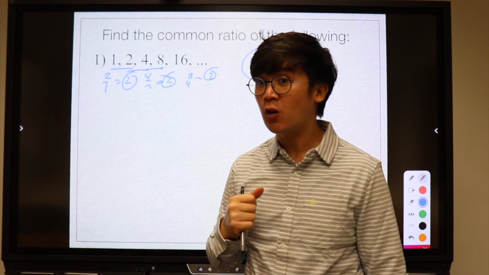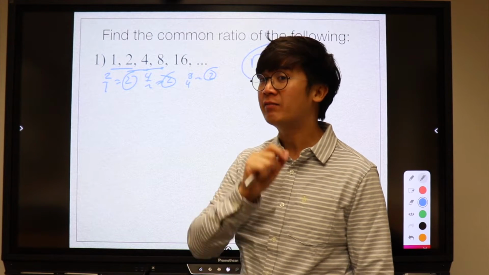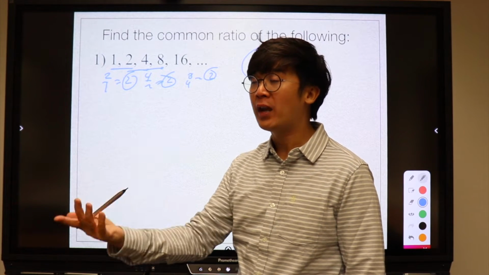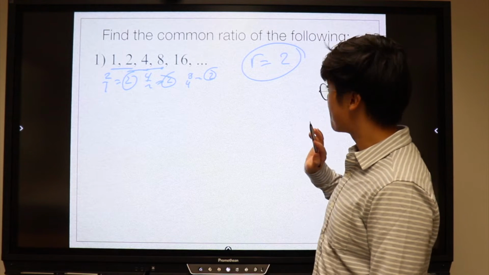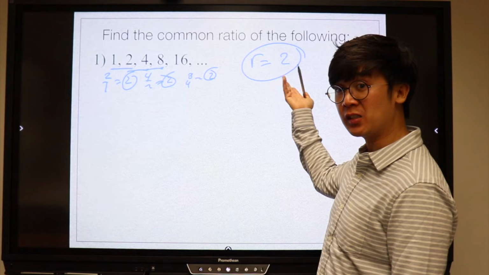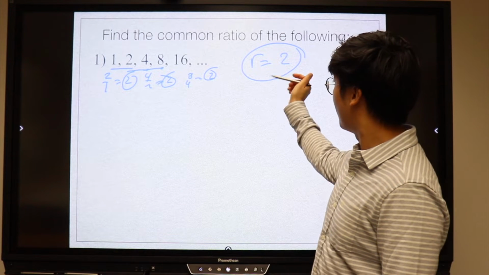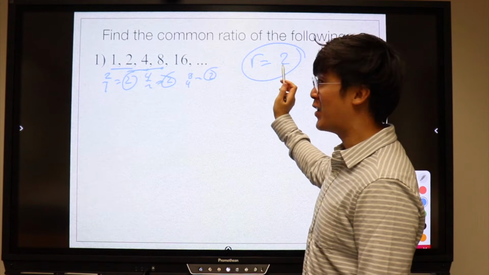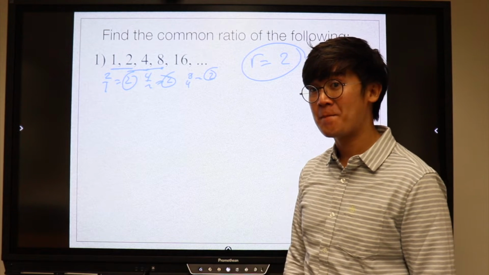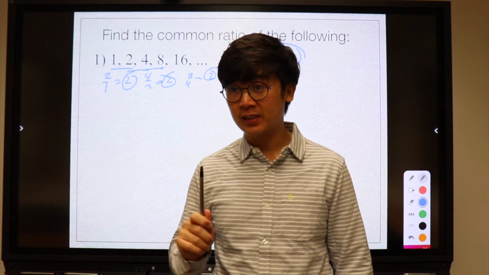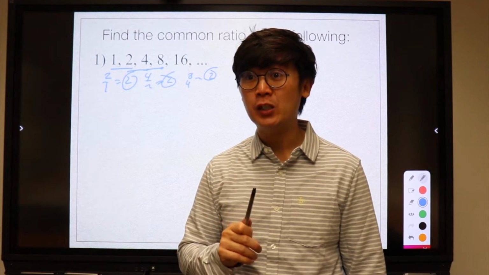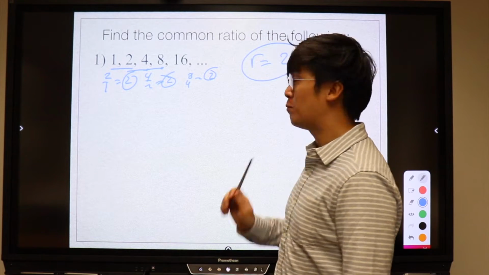Is it increasing or decreasing? Increasing. So what happens when your geometric sequence is increasing? What do you notice about the common ratio? Is it positive or negative? Positive. So if your geometric sequence is increasing, expect to have a common ratio that is positive.